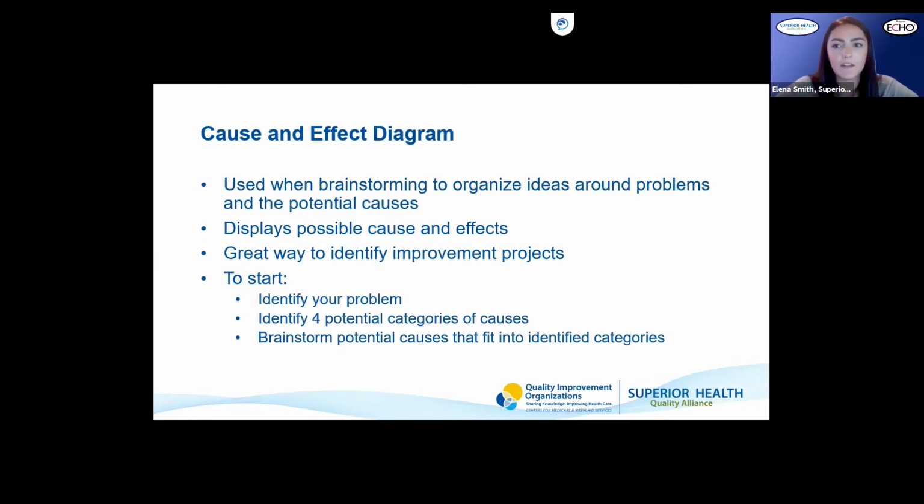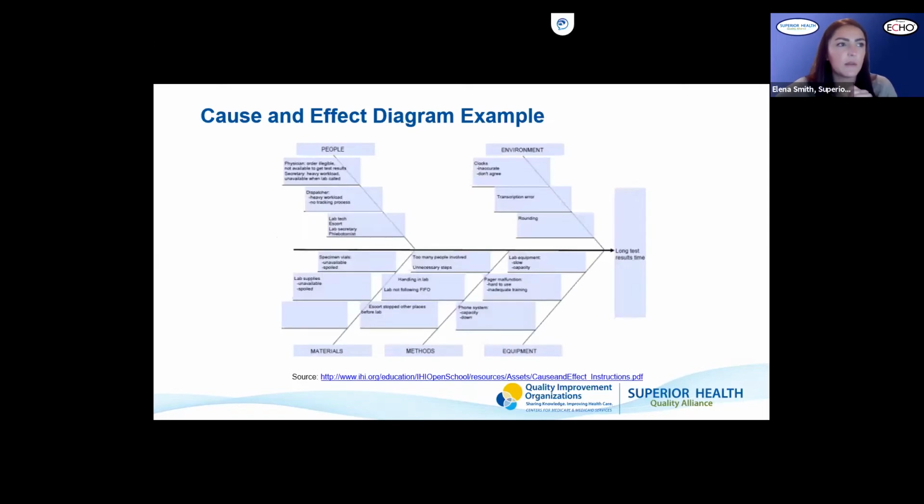To start, you want to identify your problem. Then you're going to identify at least 4 potential categories of causes, and then start that brainstorming process where you look for potential causes that fit into those categories that you just identified. The next slide is going to show that a little bit better. On this one, we're looking at long test results time. These people identified 5 different categories: environment, people, equipment, methods, and materials. Within those, they sat down as a group and brainstormed some causes that would fit in those categories.